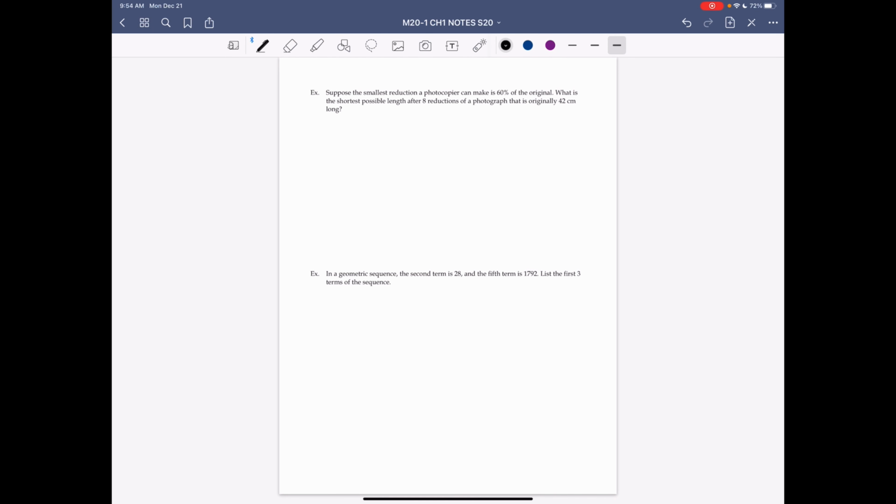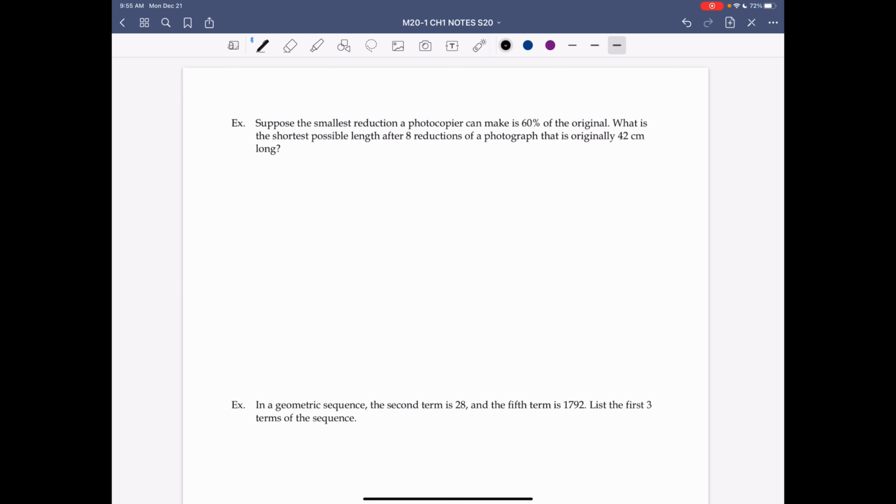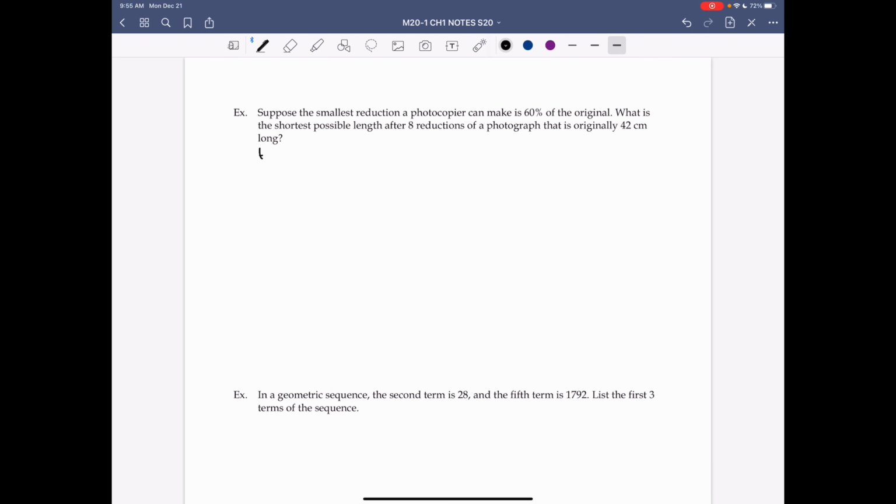Suppose the smallest reduction a photocopier can make is 60% of the original. What is the shortest possible length after 8 reductions of a photograph that is originally 42 centimeters long? So our T1, the starting measurement of the photograph, is 42 centimeters. Then the R value, the reduction the photocopier can make, is 60%.